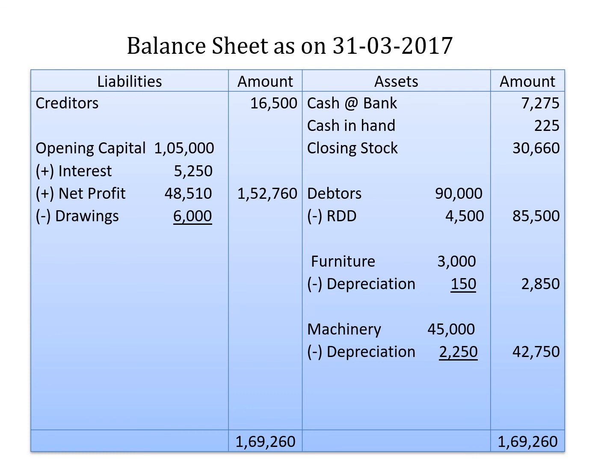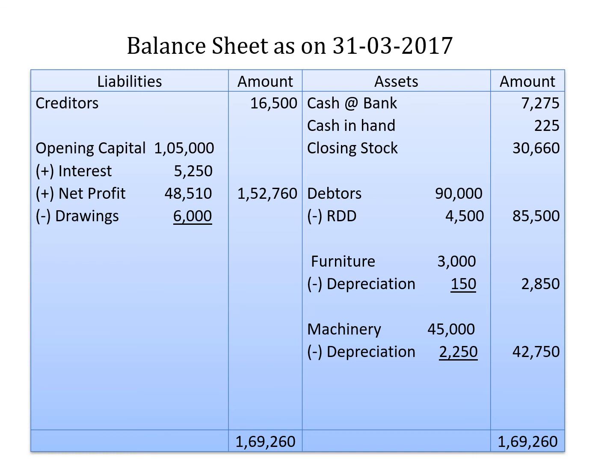Come to the asset side. We should not forget to take closing stock and closing values. So here the closing balance of cash and bank is given in the question. We have recorded that in the cash book also. So we have to record the closing balances of cash in hand and cash at bank. So cash at bank 7,275. Coming to the asset side, first item is cash at bank 7,275 and closing cash in hand is given as 225. So cash in hand 225. Closing stock 30,660. So closing stock of 30,660 we have taken here.